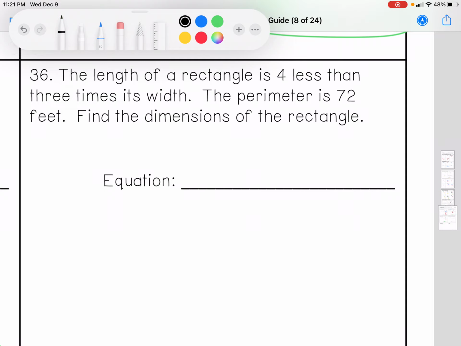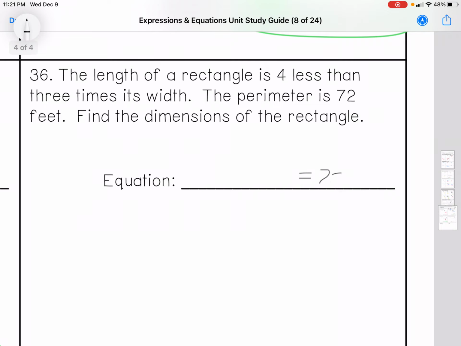The length of a rectangle is 4 less than 3 times its width. The perimeter is 72. Find the dimensions of the rectangle. Again, the perimeter is 72. We know that the length is 4 less than 3 times the width. So we know one side or two sides. The top is going to be 3w, 3 times the width, minus 4. So what's the bottom going to be? 3w minus 4. And what is the width going to be?